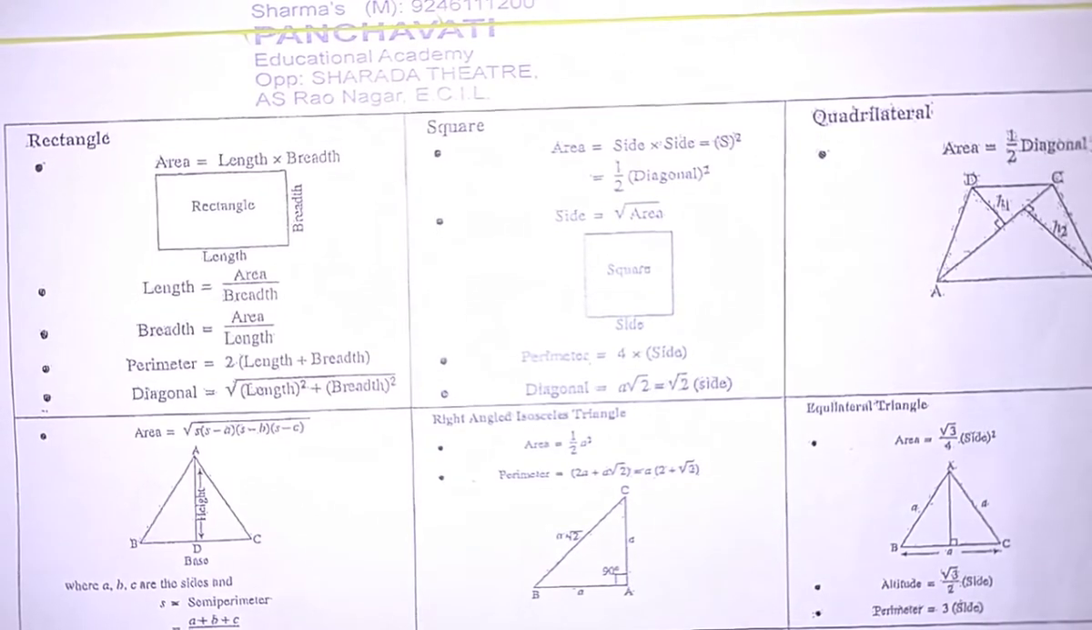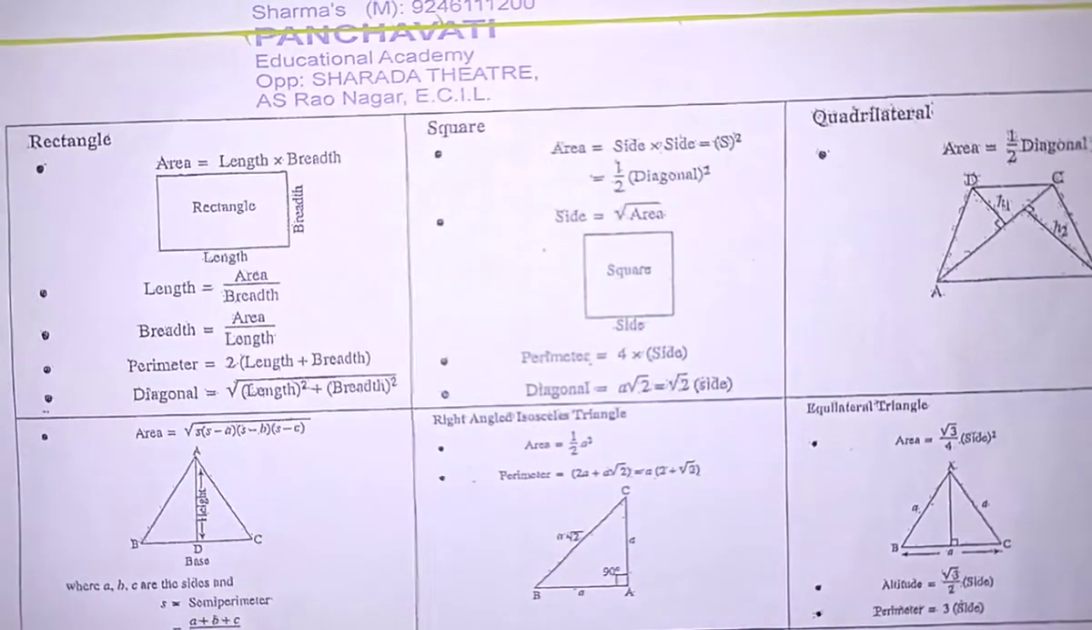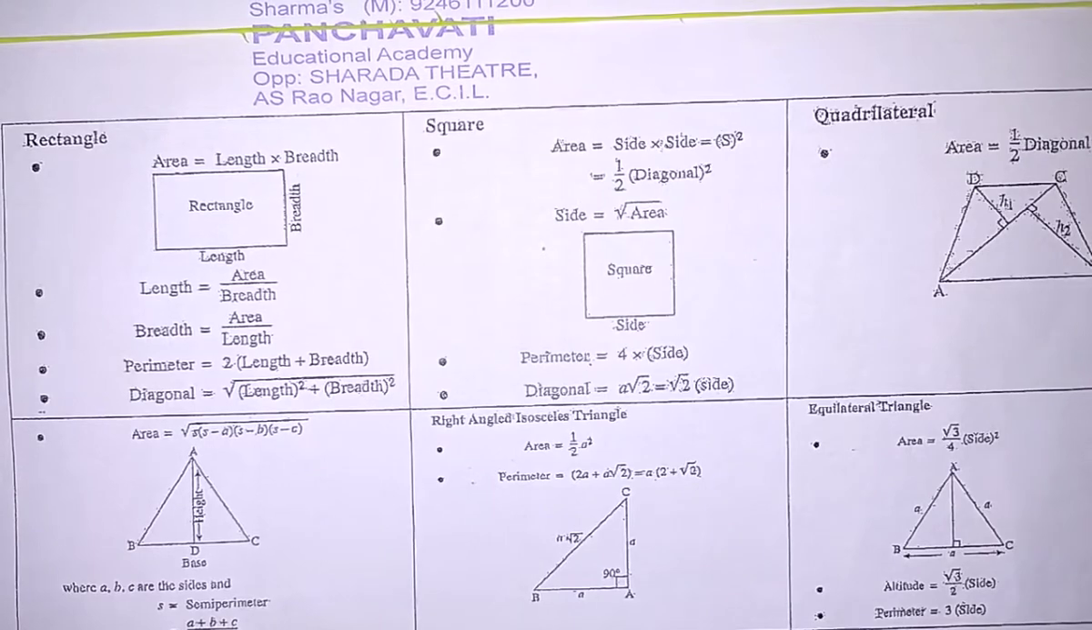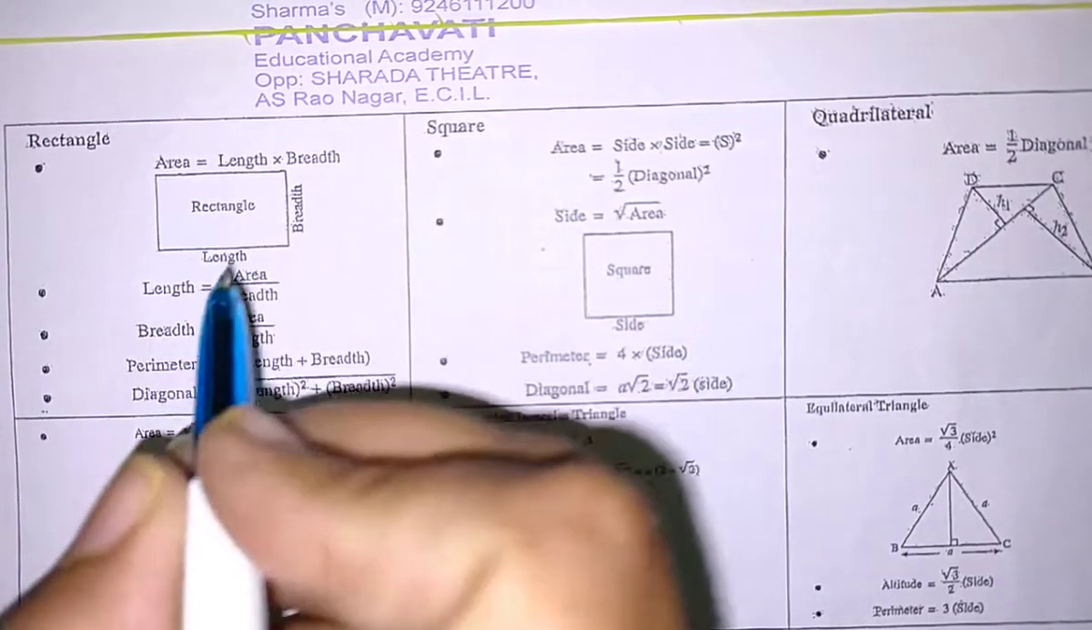Today I am explaining basics of surface areas and volumes. So first we will take surface areas and perimeters.